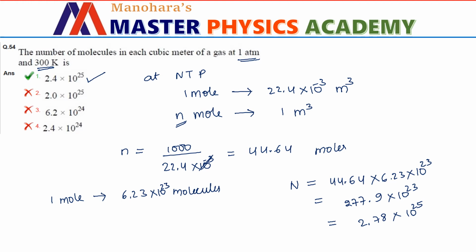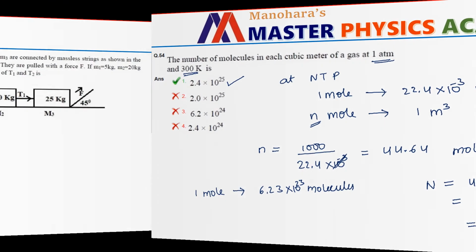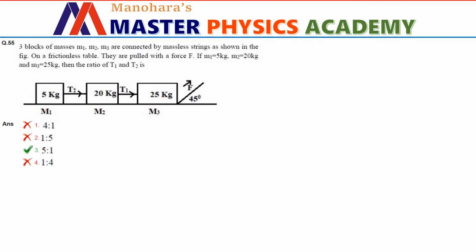Let us move on to question number 25. Three blocks of masses M1, M2, M3 are connected by massless strings as shown in the figure on a frictionless table. They are pulled with force F. If M1 equals 5 kg, M2 equals 20 kg and M3 equals 25 kg, then the ratio of T1 and T2 is. Okay, so this is 25. They have marked the values of masses too. Okay, right. So how is this being pulled? You just check it. It is pulled at some angle, like 45 degrees, right?